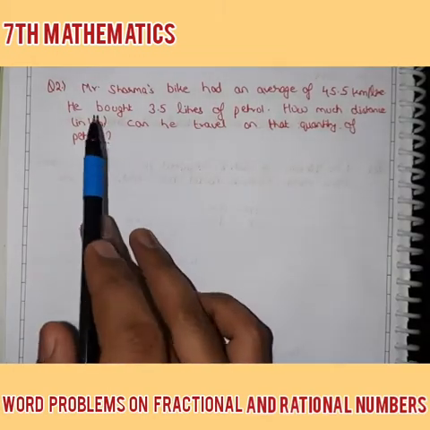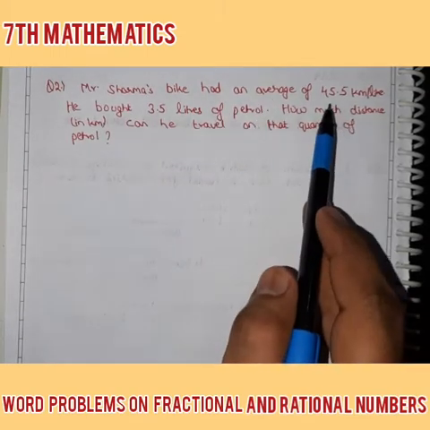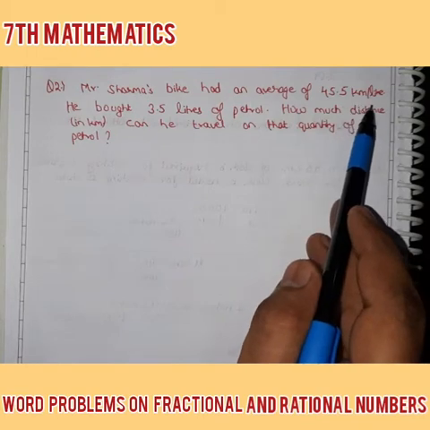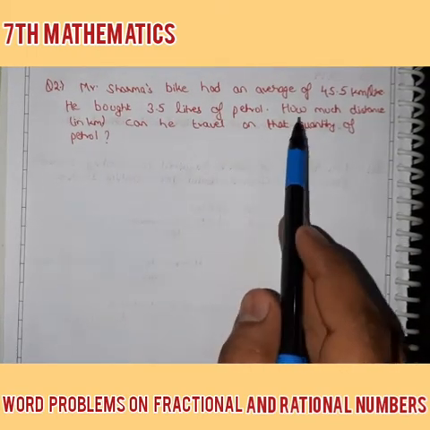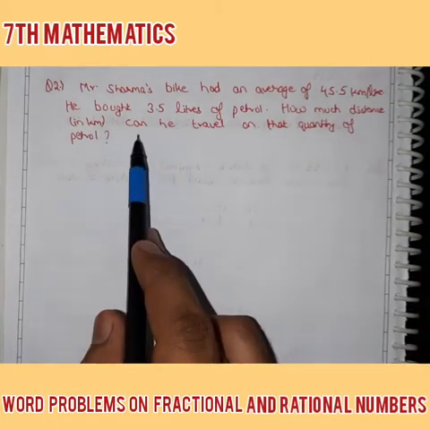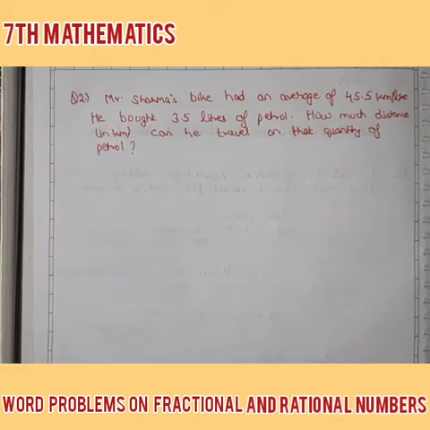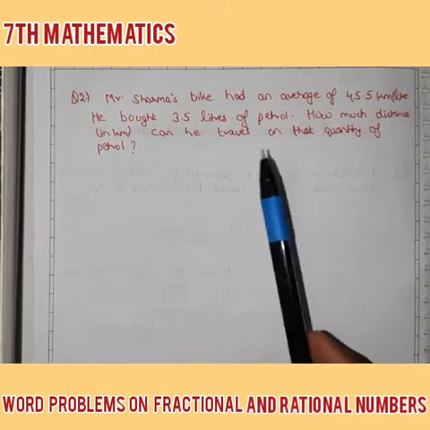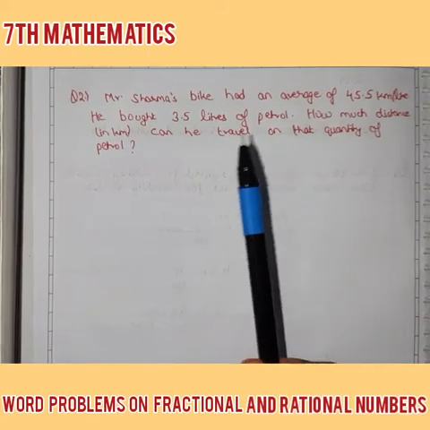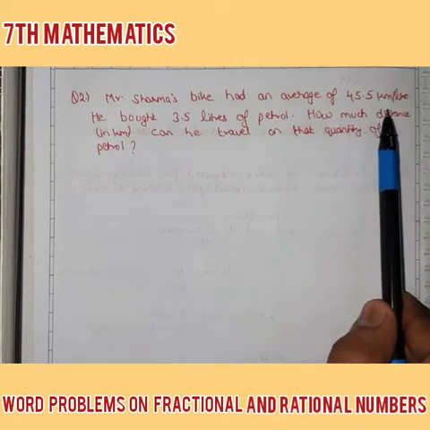Now our next question is, Mr. Sharma's bike had an average of 45.5 km per liter. He bought 3.5 liters of petrol. How much distance can be traveled on that quantity of petrol? It's a very simple question, just like the previous one we attempted. See, here also in the question it is given that in 1 liter a bike travels 45.5 km.